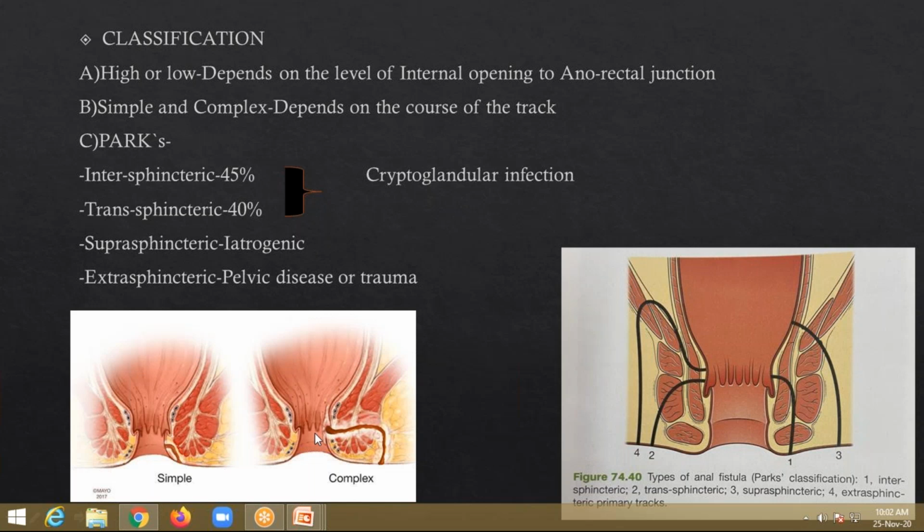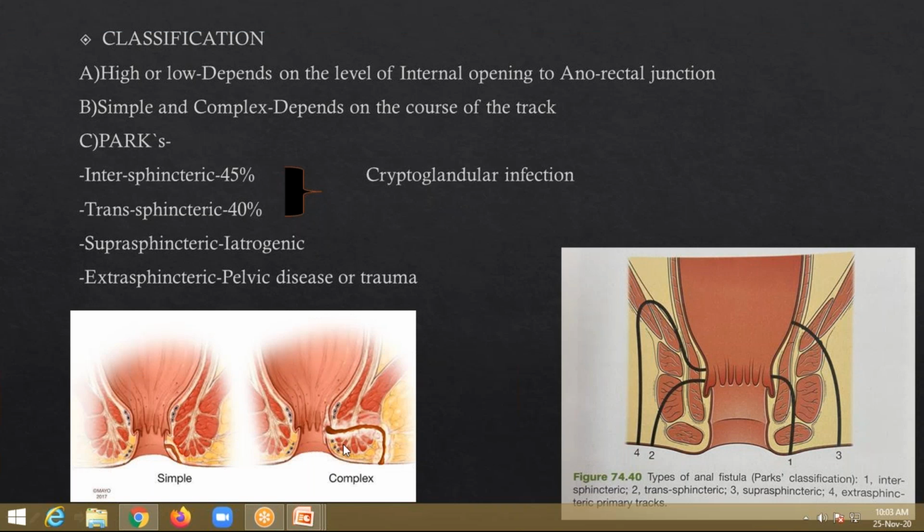While going to the bathroom, he will be passing feces over the floor. Before he goes to the bathroom, there will be loss of continence mechanism. So that's why it is a complex fistula. It depends upon the course of the tract. So these diagrams are very important.